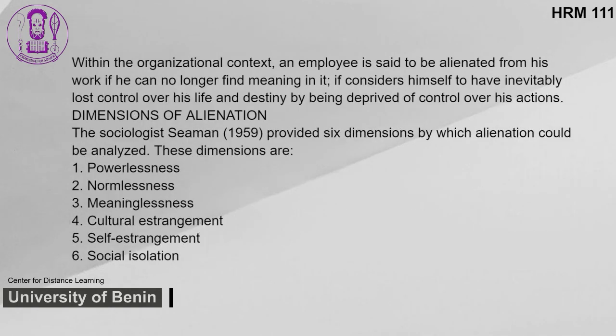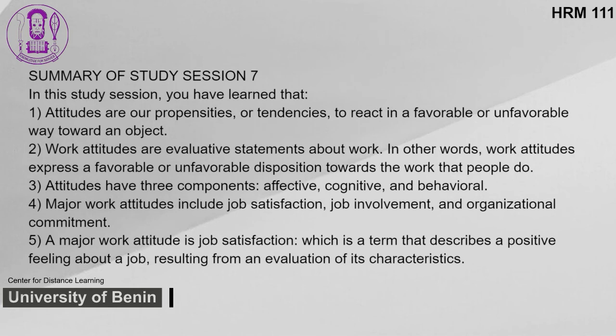Within the organizational context, an employee is said to be alienated from his work if he can no longer find meaning in it, if he considers himself to have inevitably lost control over his life and destiny by being deprived of control over his actions. Dimensions of alienation. The sociologist Seeman, 1959, provided 6 dimensions by which alienation could be analyzed. These dimensions are: 1. Powerlessness. 2. Normlessness. 3. Meaninglessness. 4. Cultural estrangement. 5. Self-estrangement. 6. Social isolation.